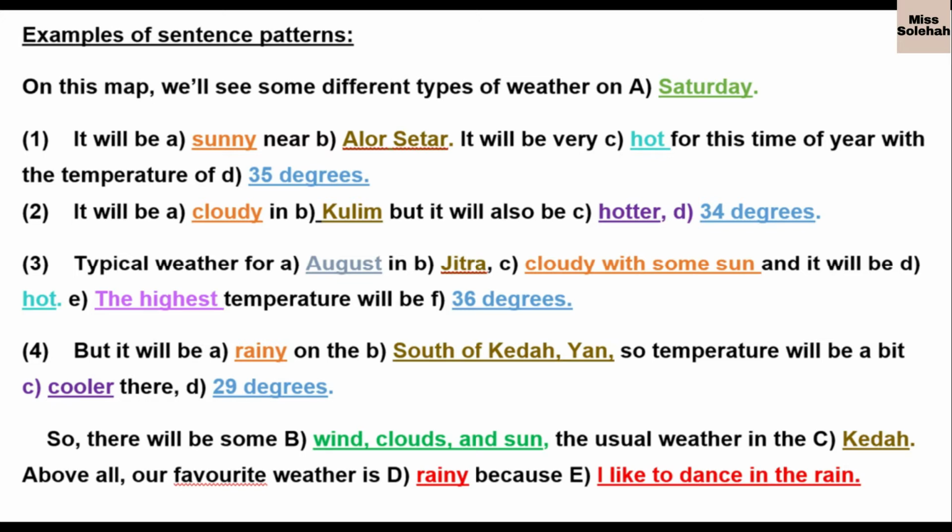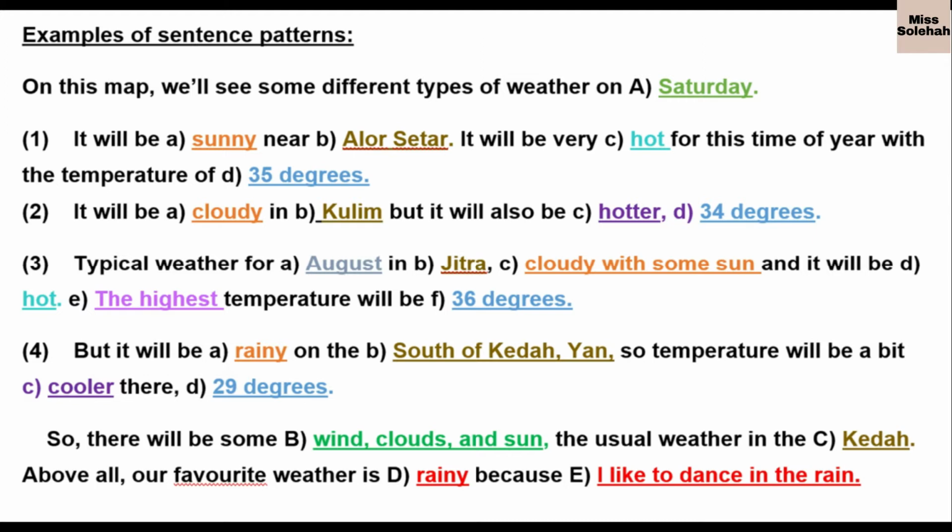Number 1. It will be sunny near Alor Setar. It will be very hot for this time of year with a temperature of 35 degrees. Okay. Number 2, other people? Okay, go on. Number 2, it will be cloudy in Kulim, but it will also be hotter, 34 degrees. Okay, thank you. Number 3, next person. Okay, go on. Number 3. Typical weather for August in Jitra. Cloudy with some sun, and it will be hot. The highest temperature will be 36 degrees. This is the sentence pattern that we're going to learn for today.